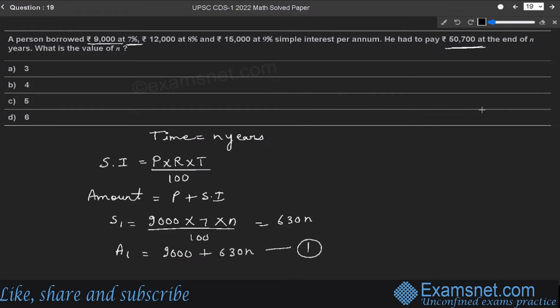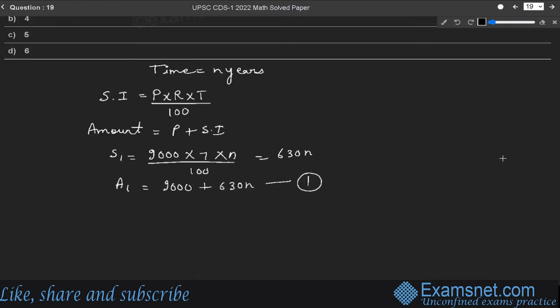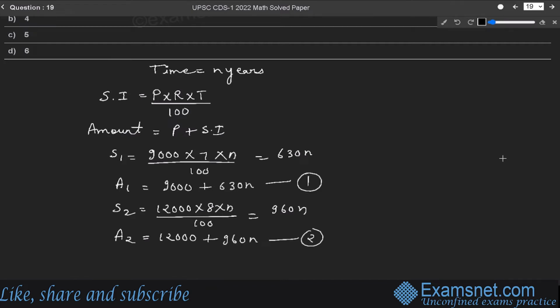Now let us find for 12,000 at 8%. So S2 will be equal to 12,000 into 8 into n upon 100, which gives 960n, and the amount for this will be 12,000 plus 960n. Let this be equation number 2.